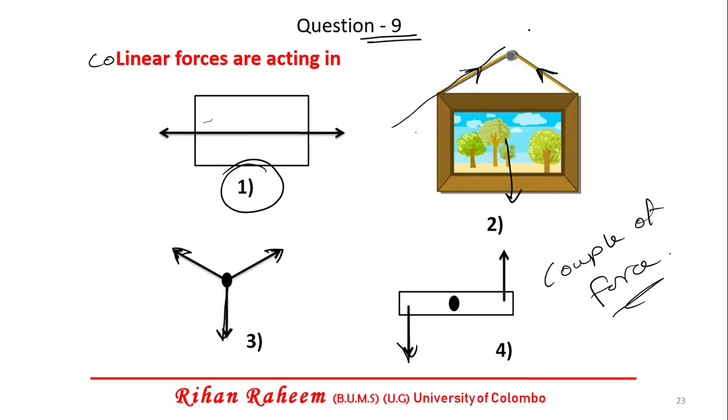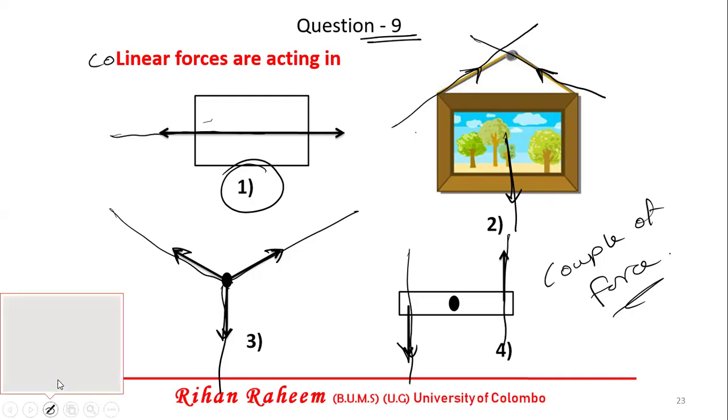All the others, see this line of action here, line of action here, line of action here. This line of action, this line of action. No one has line of action one on top of the other. But the first one, if I draw the line of action of this, I'll use a different color. This side force line of action. This side force line of action. They will overlap each other, no? That's why they are known as linear or collinear. In our syllabus, we call it collinear.